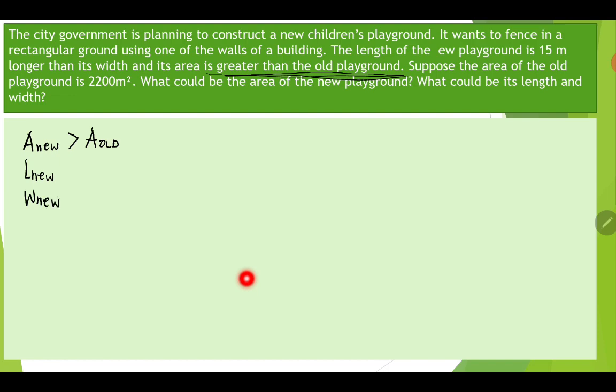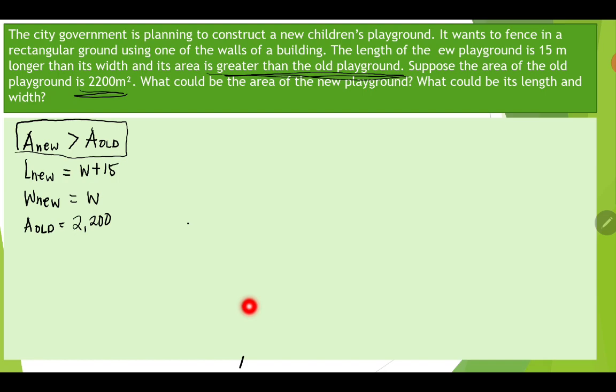Okay? Ano ba yung width? May na-mention ba? Wala. So, ibig sabihin, ang width natin is width lang, W lang. Pero yung length ng new playground natin, mas malaki daw siya sa width ng 15 meters. So, mag-add ka lang ng 15 sa W. Okay? Tapos, after this, sabi pa dito, yung area daw ng old playground is 2,200 meters squared. So, ilagay natin yan. Ang area ng old ay 2,200 meters squared.